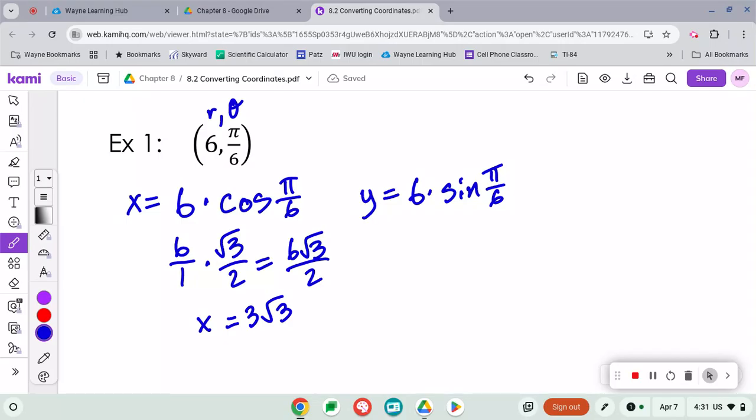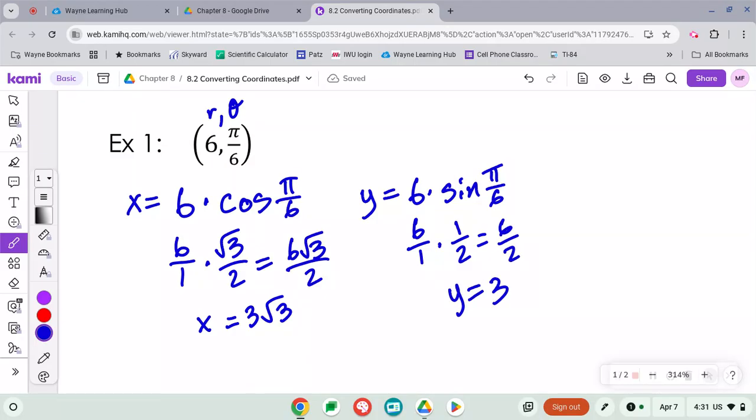We'll do the same thing for y, except it'll be times the sine. The sine of pi over 6 is just 1/2. What is 6 times 1/2? We get 6 over 2, which, as you all know, reduces to 3.